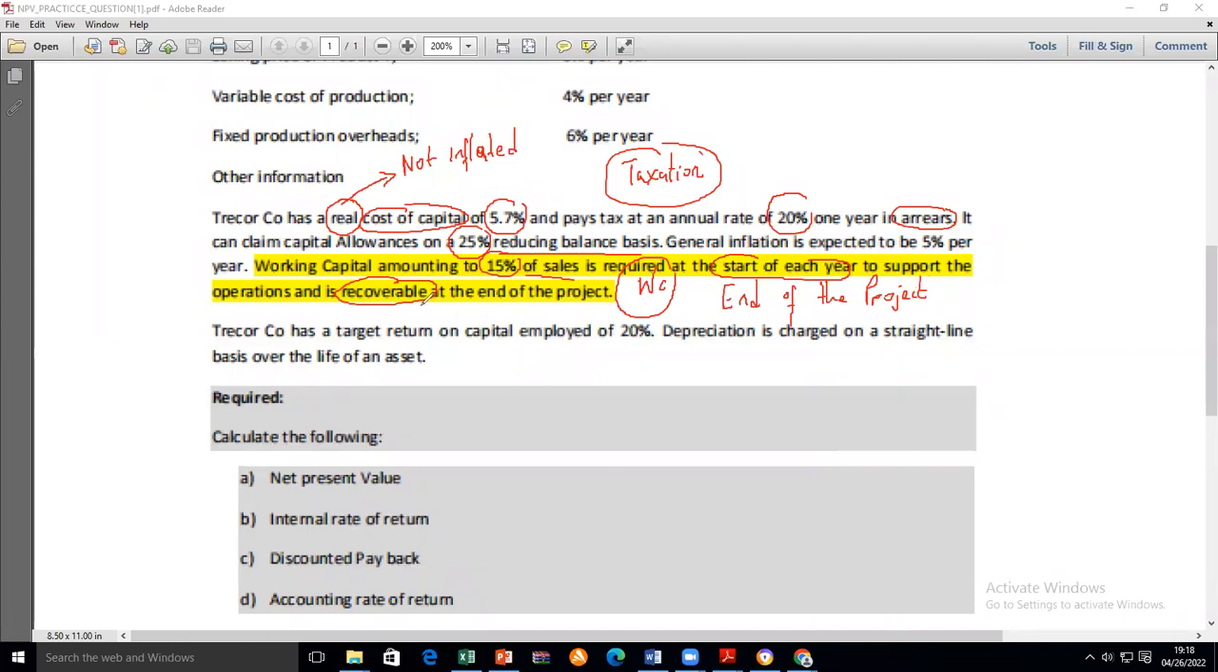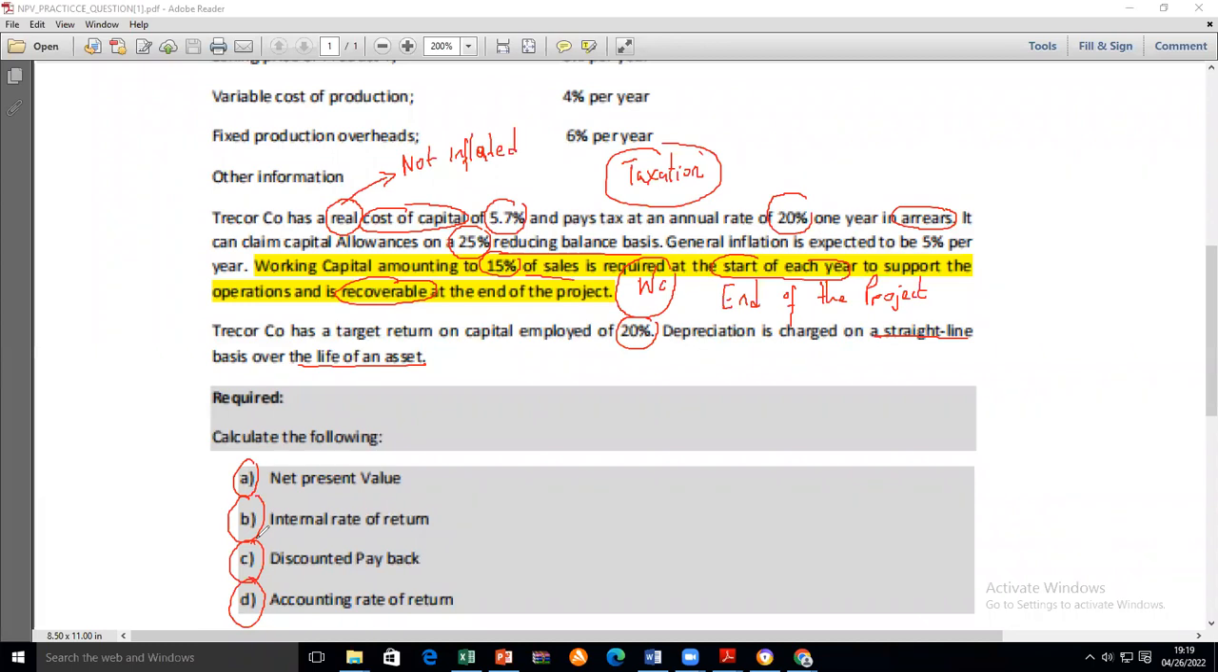The company has a target return on capital employed of 20%. Depreciation is charged on straight line. That of an asset. Required, calculate the NPV, calculate the internal rate of return, calculate the discount in favor, calculate the accounting rate of return.